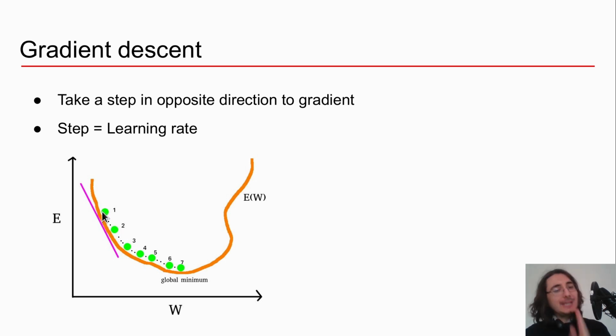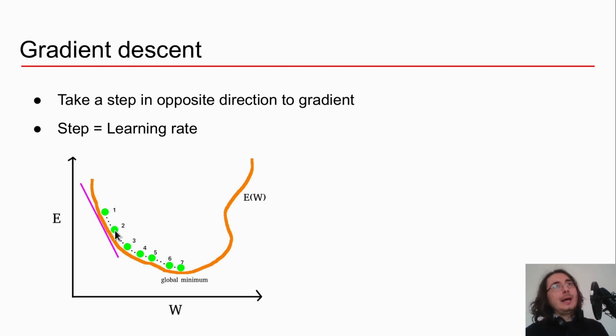So we take the gradient, calculated for all the weights in the network, and we take a step in the opposite direction, where the step is given by the learning rate. We calculate the gradient here, when we are at this point 1, and we jump down to this point.